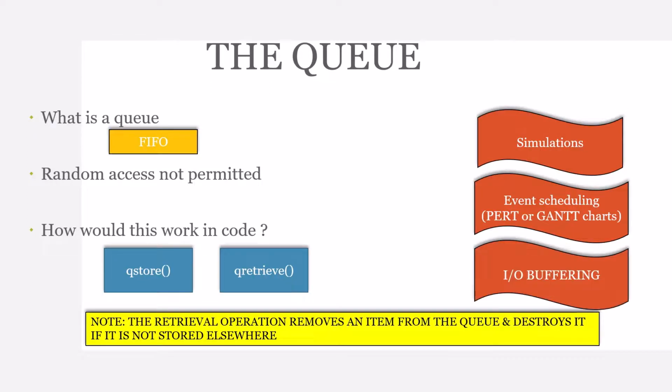Queues can also be used in I/O buffering. And here we can look at the example of the printer. You could give many print commands to your printer, and all the documents that you want to print would be placed in a queue, and they would be printed out again in a first in, first out order.